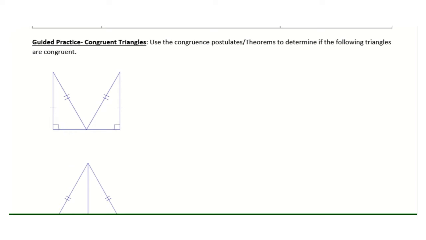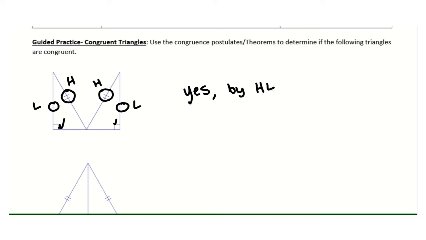But we just learned about hypotenuse leg. So let's see if we have that. We have right angles, so that's good. The hypotenuse is congruent in both triangles, so I have the hypotenuse. And a leg is congruent in both triangles. So this is a type of problem where we have hypotenuse leg. So yes, these are congruent by hypotenuse leg congruency.